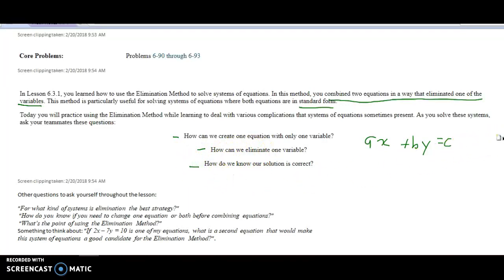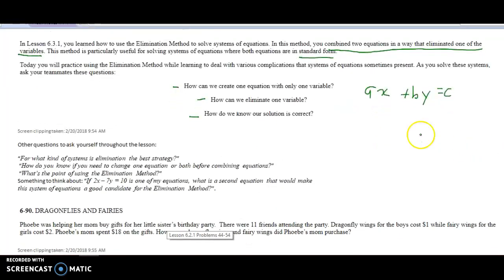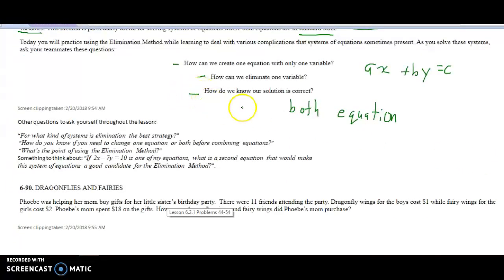In other words, you should be checking your work, putting it into both equations. If you just do it in one equation, you may be correct that it is a solution of one equation, but it may not be a solution of the second equation. So it's always good to check both equations to make sure that the solution is good for both.